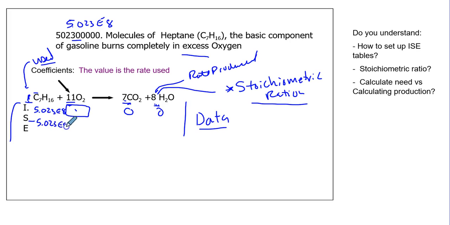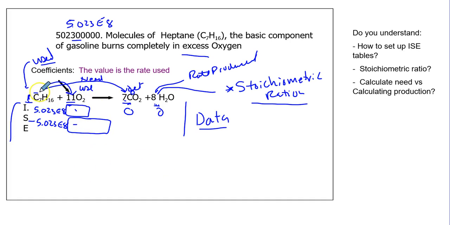5.023 e to the 8th. And I'm going to lose some of this as well. The question is a couple things. How much of this am I going to use? How much of this am I going to get? Another name for use might be need. How much do I need? So let's do that math below here.